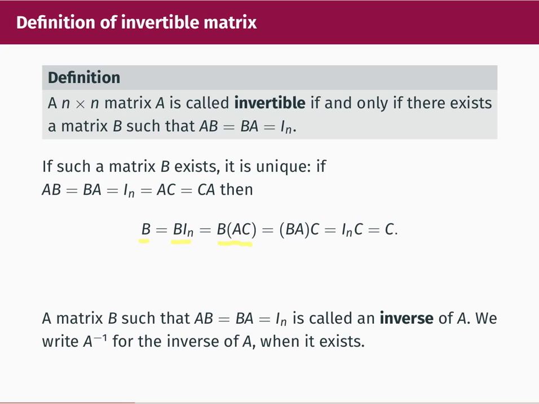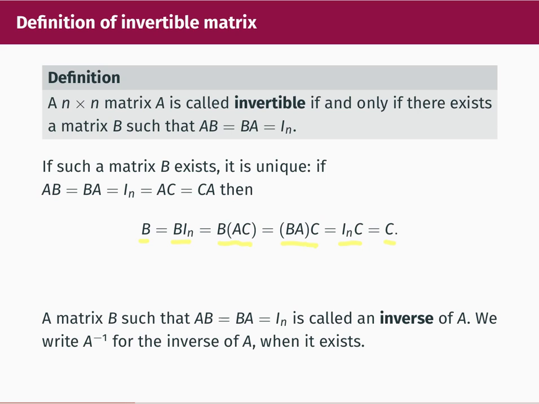Since matrix multiplication is associative, I could rewrite this as (B times A) times C. But again, B times A is supposed to be the identity. So this is the identity times C, which is just C again. We've shown B is equal to C, so if there is a matrix which has this property, then there is only one matrix with that property.